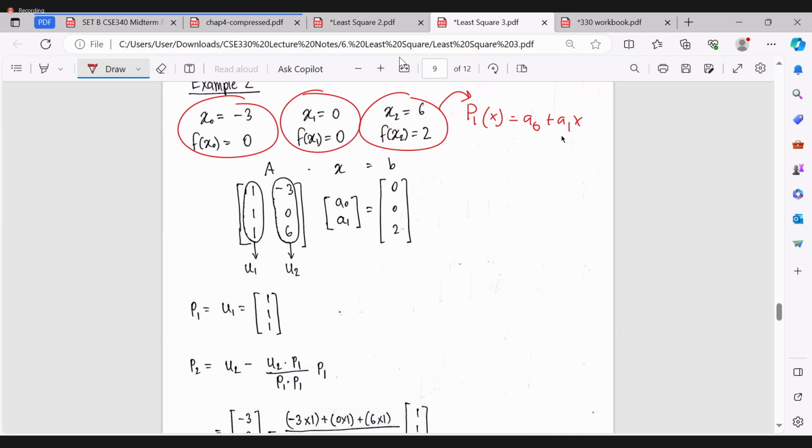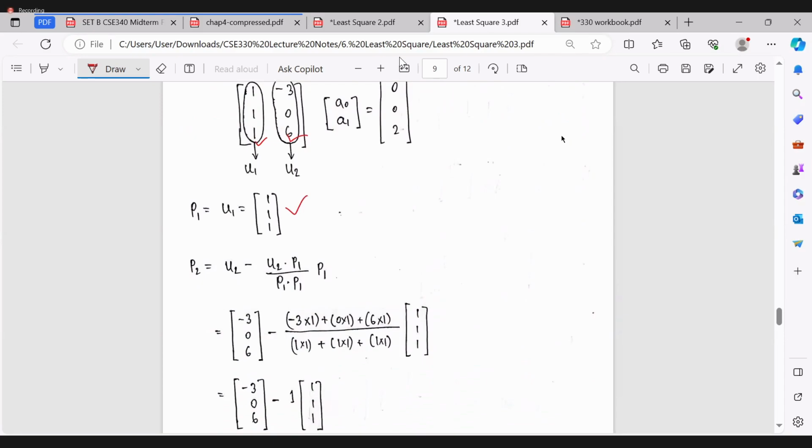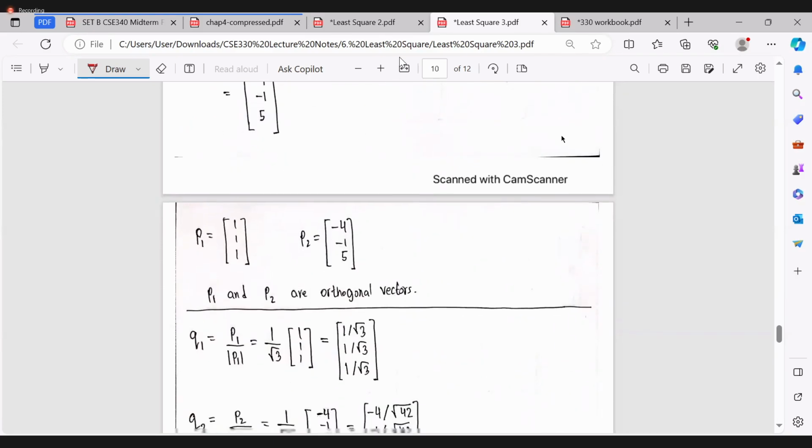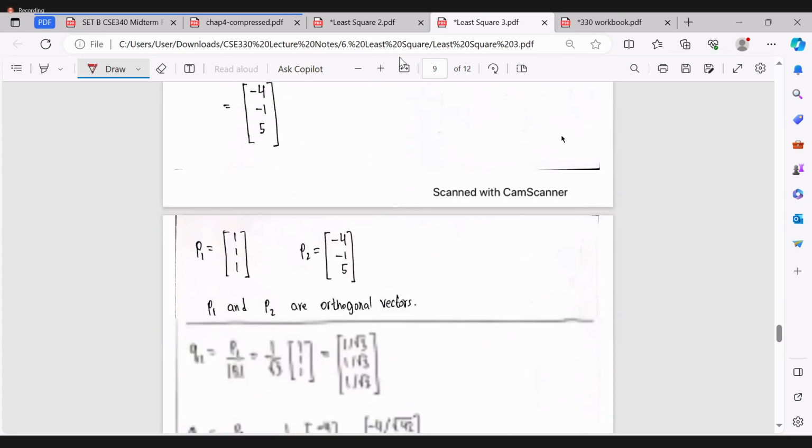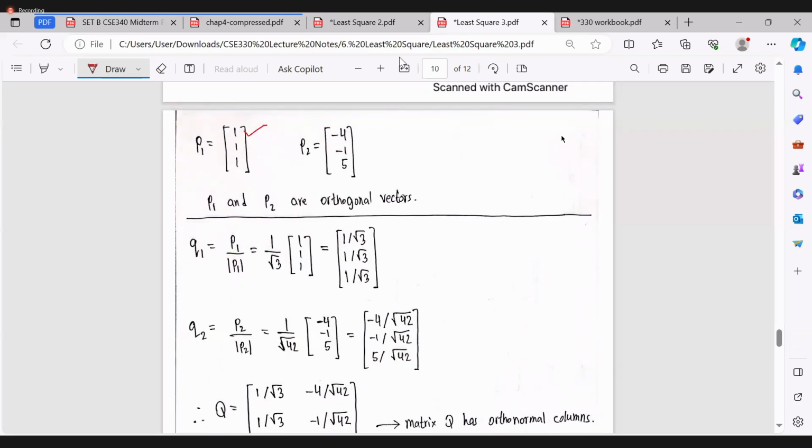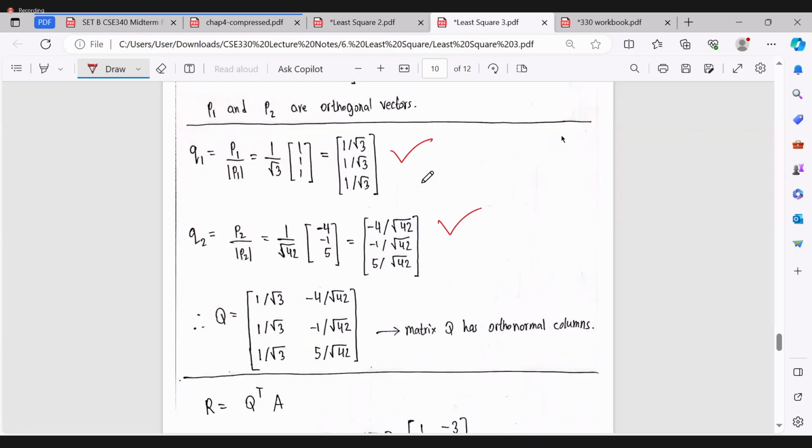So your A has two column vectors, U1 and U2. U1 is equal to P1, and P2 is equal to U2 minus (U2 dot P1 over P1 dot P1) times P1. So you do the calculation and you find the two, P1 and P2. These two are orthogonal vectors, and you need to normalize them by dividing P1 and P2 by their respective magnitudes. You get Q1 and Q2. You stack them and you get Q. This is your orthonormal matrix. ঠিক আছে? This is the same dimension as A.